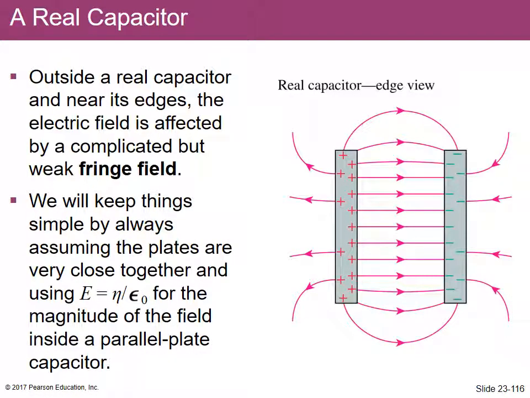Outside a real capacitor and near its edges, the electric field is affected by a complicated but weak fringe field. We keep things simple by always assuming the plates are very close together and using the field strength eta over epsilon naught for the magnitude of the field inside a parallel plate capacitor.